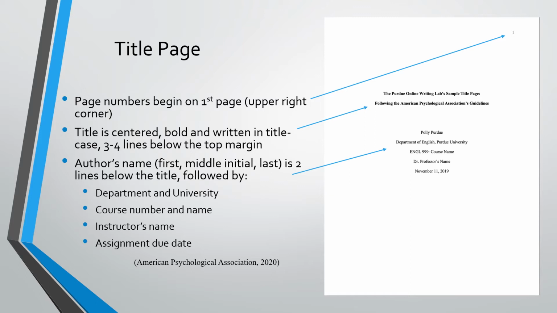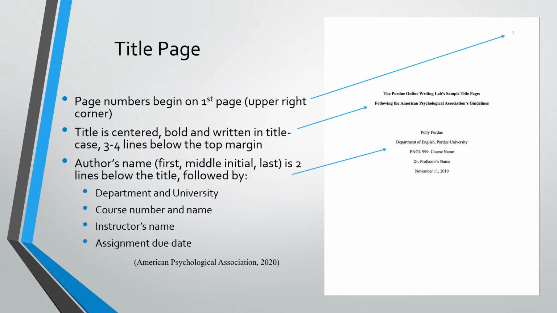The title page is basically your cover sheet. Page numbering begins on this page, with the 1 appearing in the top right corner and continuing throughout the paper. The title of the paper is centered, bold, and written in title case. This means that all major words are capitalized. If the title runs longer than 1 line, the title is double-spaced. The title appears 3 to 4 lines below the top margin of the page.